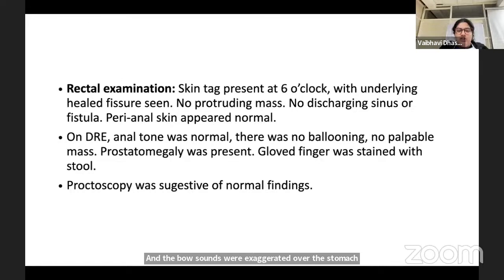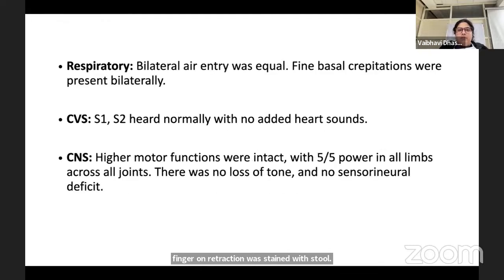On rectal examination, there was a skin tag present at 6 o'clock with an underlying healed mark of a fissure seen. There was no protruding mass, no discharging sinus or fistula. The perianal skin also appeared to be normal. On digital rectal examination, the anal tone was normal. There was no ballooning and no palpable mass. However, the patient did have prostatomegaly, and the gloved finger on retraction was stained with stool. The proctoscopy was also suggestive of normal findings.